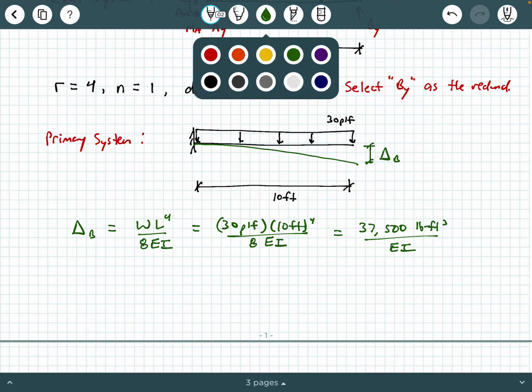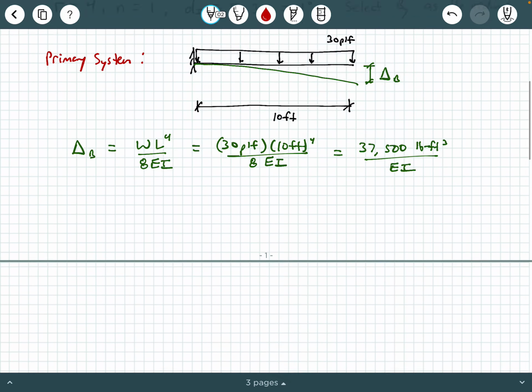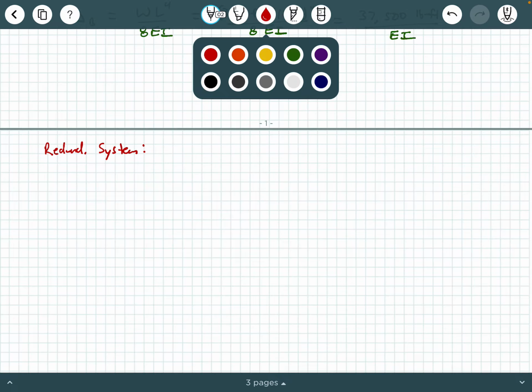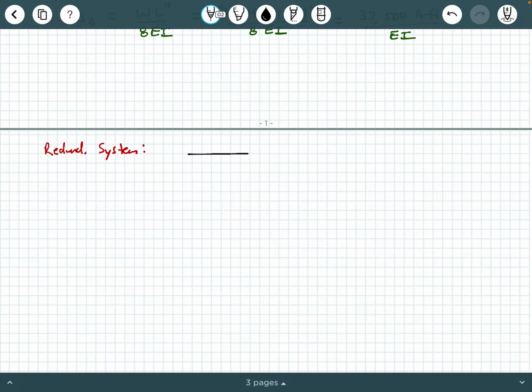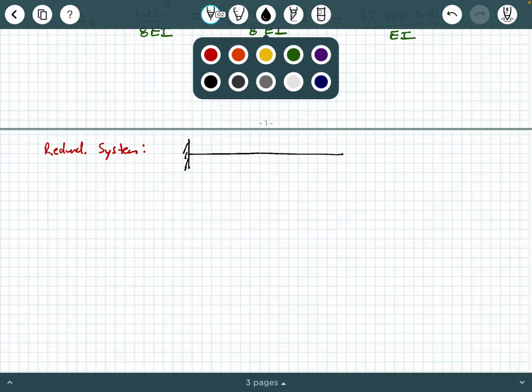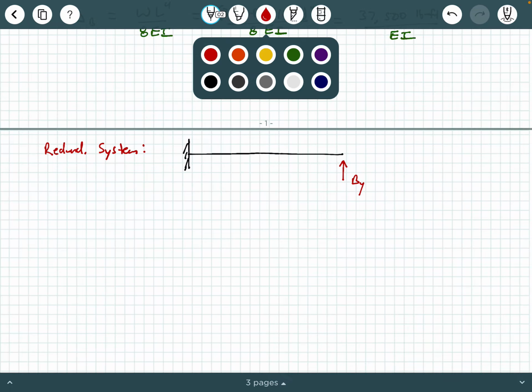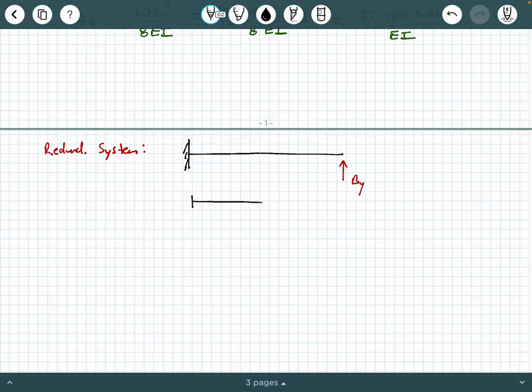Now we're going to draw the redundant system. So that was the primary system. Next, we're going to draw the redundant system. A redundant system geometrically is going to look very similar to the primary system. It's going to be a cantilever beam that's still fixed at A. But now we're not going to include the real loads here. We're only going to include BY, and we're going to treat BY like it's an applied load on this particular system. And the span length is still 10 feet.